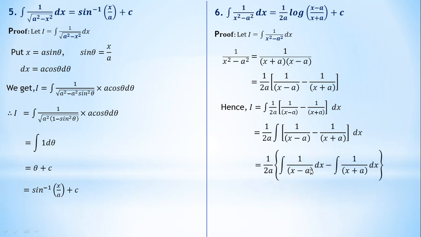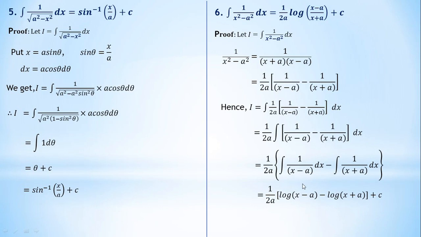So take the separate integration. Now all of you know that integration of 1 upon x is log x. Here it is 1 upon x minus a. Here it is 1 upon x plus a. a is a constant. So what will you get? We get the integration 1 upon 2a.